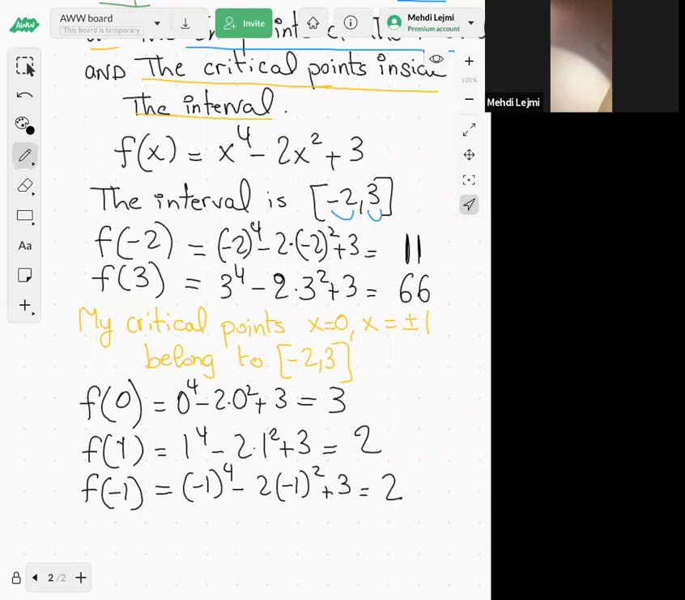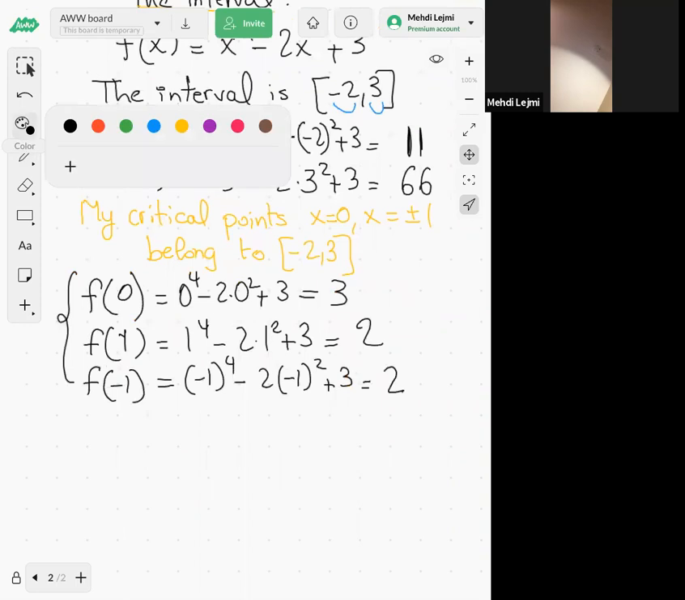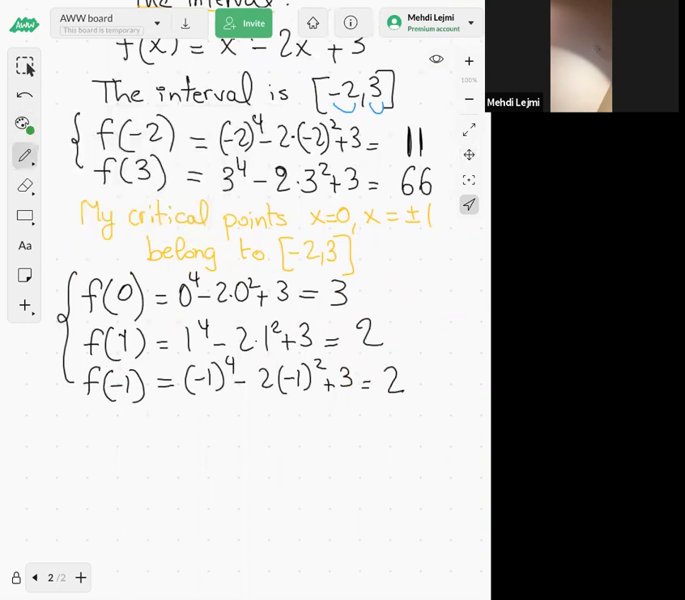Okay, so I evaluated my function f at the endpoints of my interval and at the critical points inside my interval, right? So now step 3, I can find my absolute maximum and absolute minimum. So the absolute maximum would be the largest. So my absolute maximum corresponds to the largest value of f.